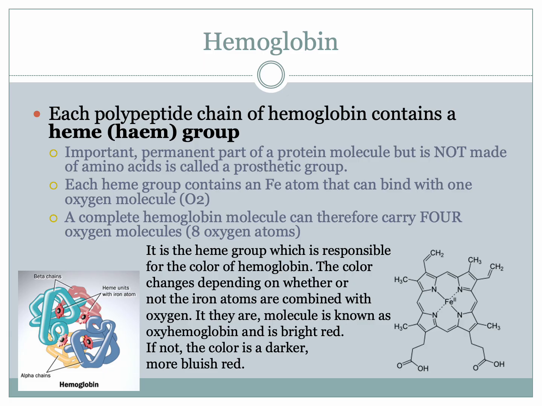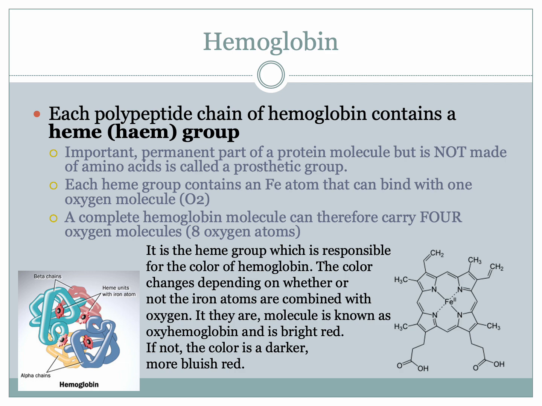Each polypeptide chain of hemoglobin contains a heme group. It's an important permanent part of a protein molecule, but it is not made of amino acids. It is called a prosthetic group. Each heme group contains an iron atom that combines with one oxygen molecule. A complete hemoglobin molecule can therefore carry 4 oxygen molecules, which is 8 oxygen atoms total.